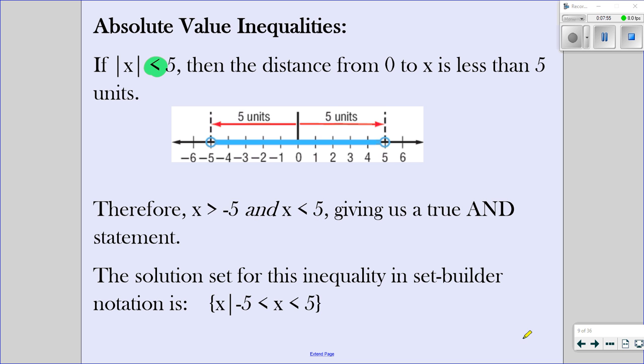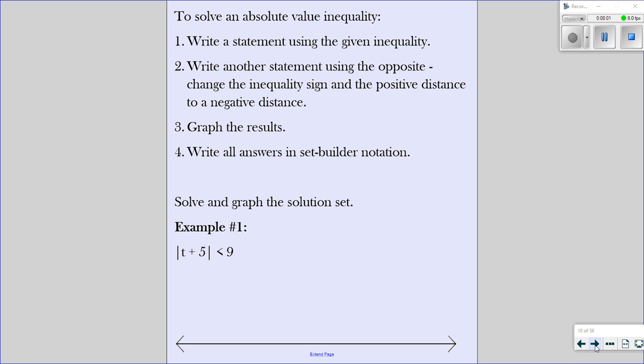All right. So we're going to do examples based on the and statement for the inequality. And here are the steps. To solve an absolute value inequality, write the statement using the given inequality. Then write another statement using the opposite. Change the inequality sign and the positive distance to the negative distance. Graph the results, and then write all answers in set builder notation.